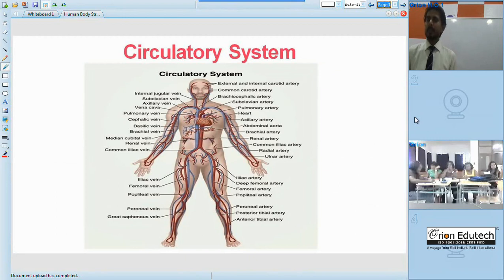The next system is the circulatory system. In the diagram, you can see the various labeled diagrams which show the different arteries and veins present in our body, which take part in the process of the circulation of blood inside our body.